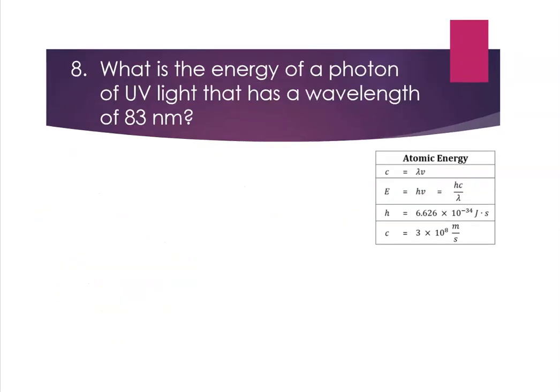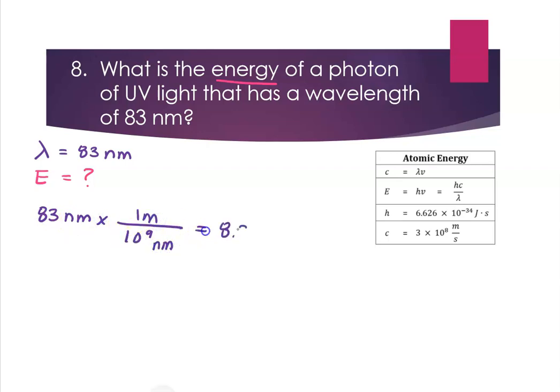All right, last one. This says, what is the energy of a photon of UV light that has a wavelength of 83 nanometers? All right, so I'm given here wavelength is 83 nanometers, and I am asked to find energy. So I notice here that I am given nanometers. I need my wavelength to be in meters, so I'm going to have to use my conversion again. 83 nanometers times 1 meter over 10 to the 9 nanometers. And when I do this, I get 8.3 times 10 to the negative 8 meters.